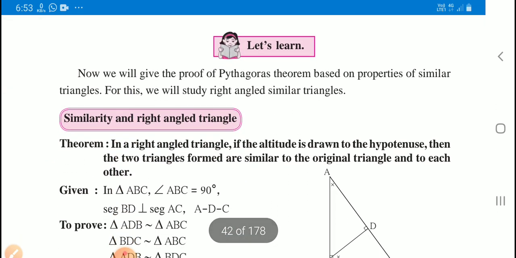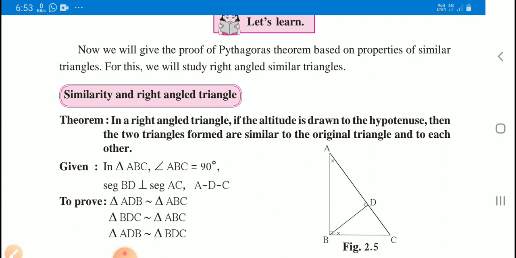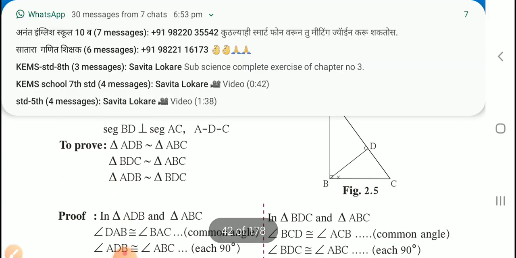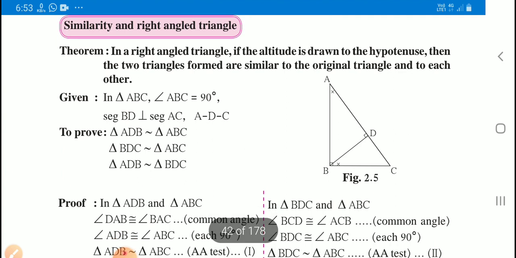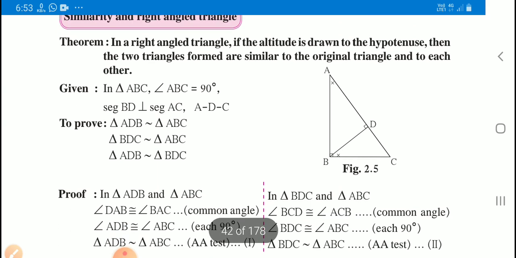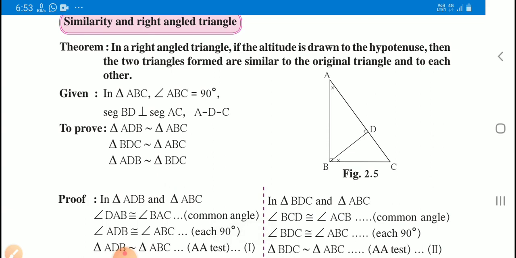Now, let us learn about similarity and right angle triangle. Okay, similarity we had seen in this chapter, number 1, similarity of triangles. Now we will see here the similarity and right angle triangle theorem. The statement is: in a right angle triangle, if the altitude is drawn to the hypotenuse, then the two triangles formed are similar to the original triangle and to each other.